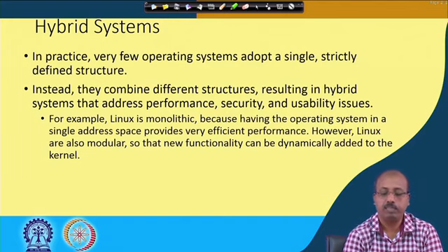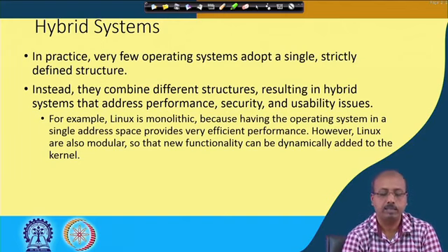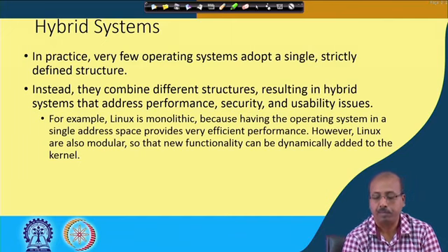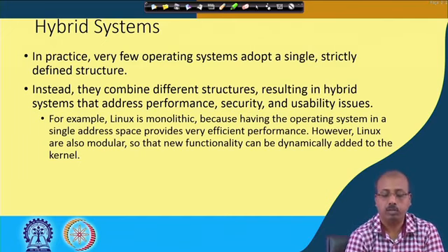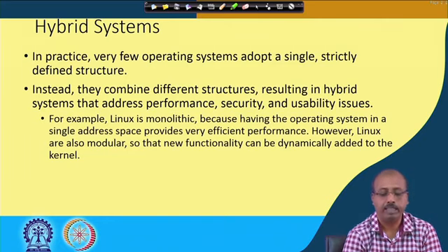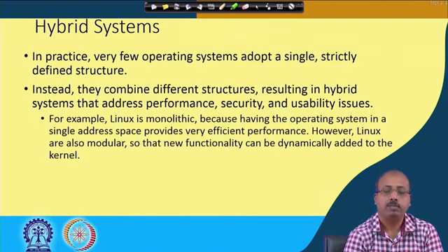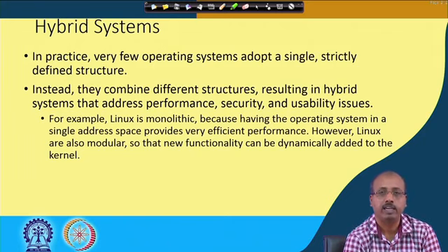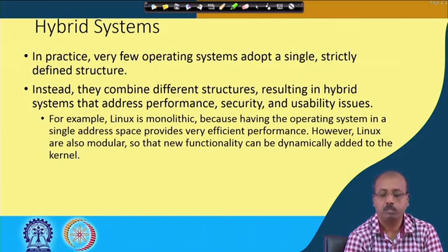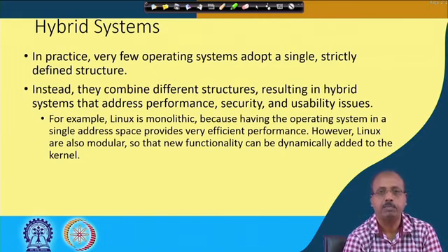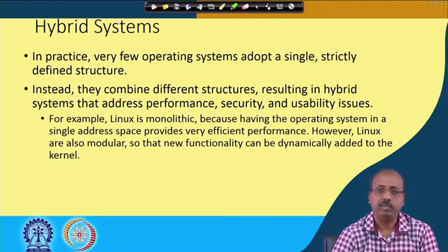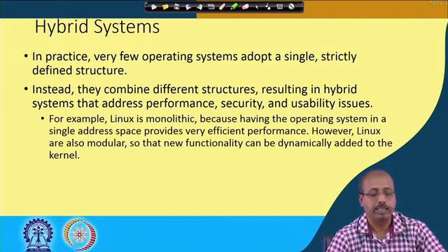For example, Linux is monolithic because having the operating system in a single address space provides very efficient performance. However, Linux is also modular, so that new functionality can be dynamically added to the kernel. You can have your own routines that act as a replacement for the standard Linux kernel routines. So, it can be customized, but at the same time Linux is monolithic because the entire operating system is a single piece and is put into a single address space. In this way you can find a mix of different design philosophies.